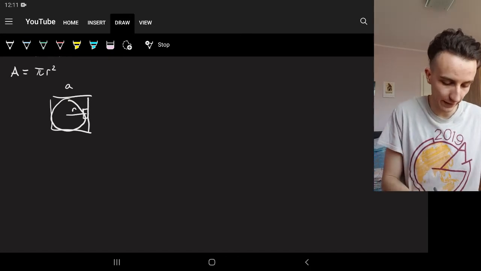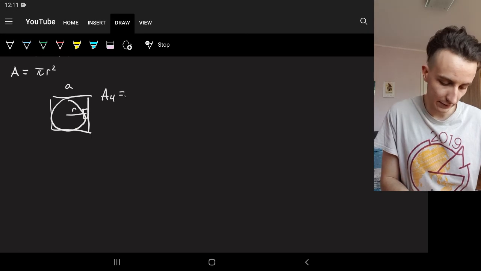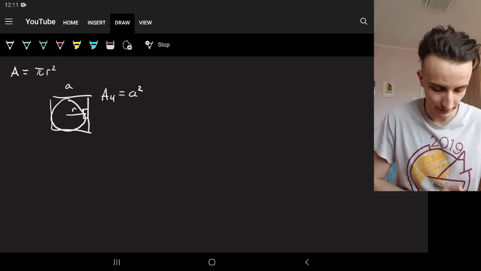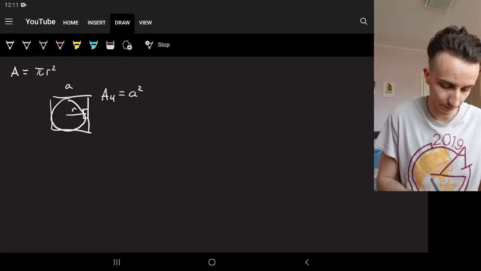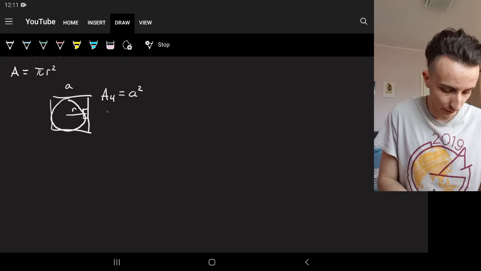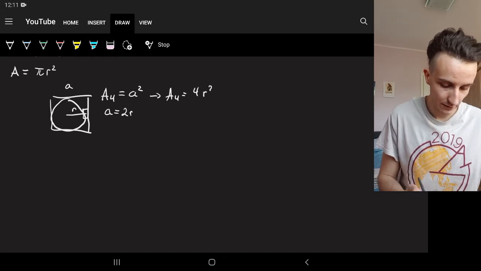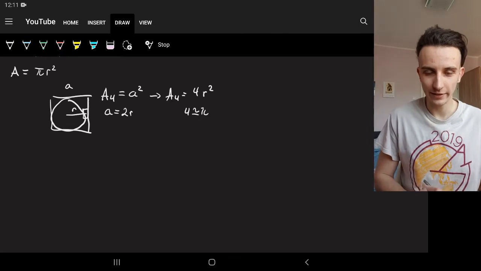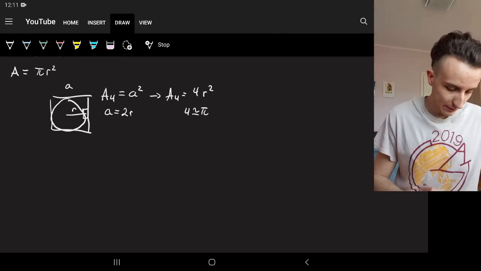And we know that the area of a square, I'm going to denote it by A4, is a squared. So this is our first approximation. The area of a circle is a squared, where a is the side of the square, and we know that a is 2r, so that would mean that A4 is 4r squared. Well, 4 is sort of equal to pi, right? Not really. Close enough.